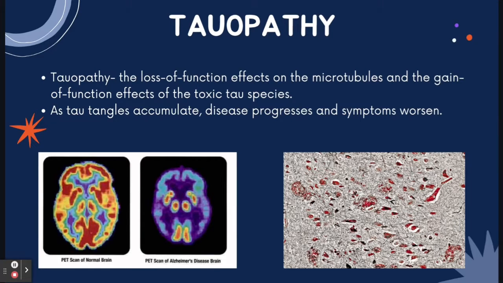Alzheimer's disease is also considered a tauopathy, and tauopathies are heterogeneous neurodegenerative diseases characterized by the deposition of abnormal tau protein in the brain. Abnormal tau proteins are also called microtubule associated protein tau. Tauopathy is a term that encompasses both the loss of function effects on the microtubules and the gain of function effects of the toxic tau species. The image on the bottom left shows a PET scan of a normal brain and a PET scan of a person with Alzheimer's disease brain.